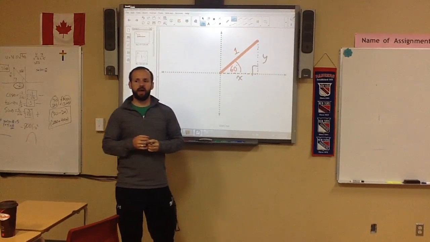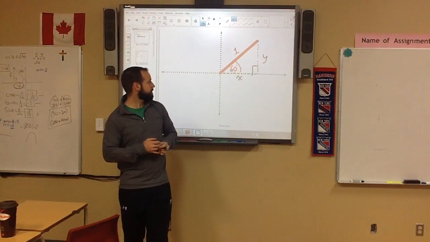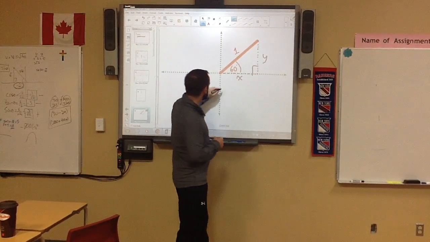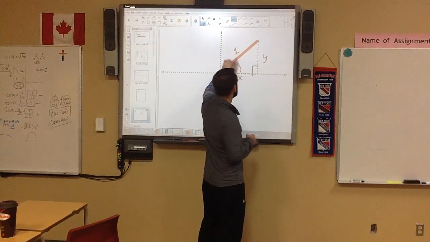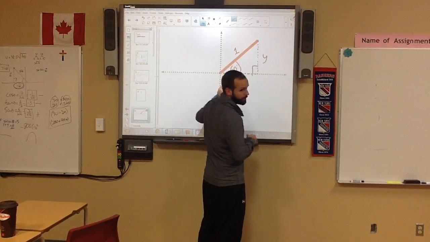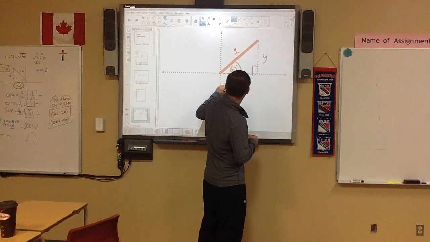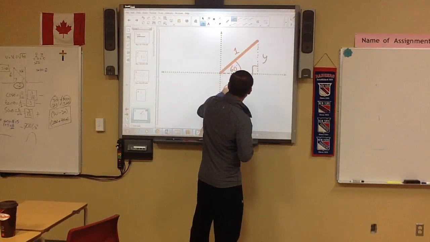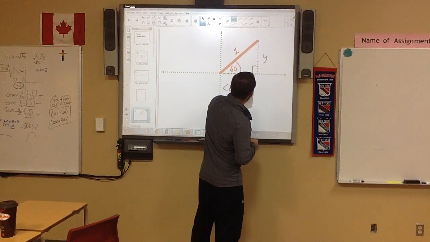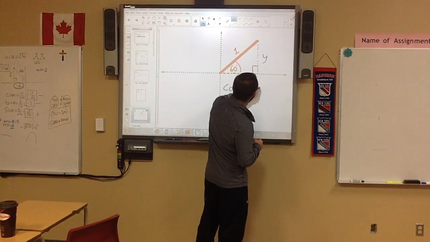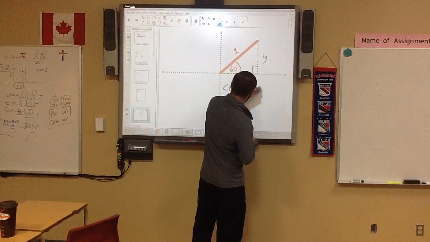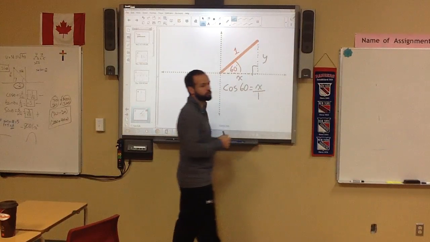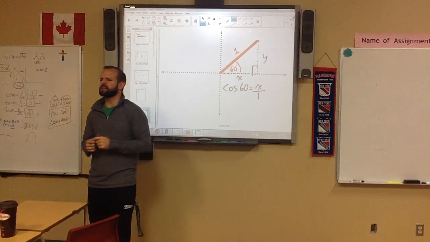What information do I have? I have an angle and I have the hypotenuse. So if I have the hypotenuse and I need to find the adjacent, what trig law am I going to use? Anybody remember that from grade 10? Cosine. I'm going to use cos 60 is equal to adjacent, which we'll leave as x, over the hypotenuse, which is 1. How do I get x by itself here?